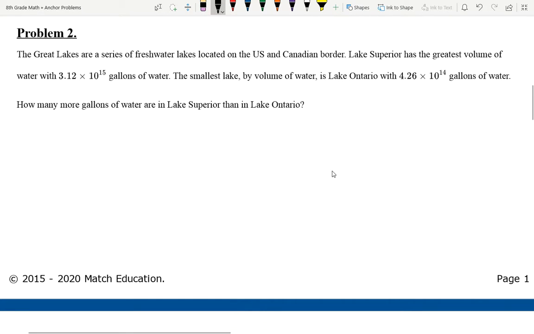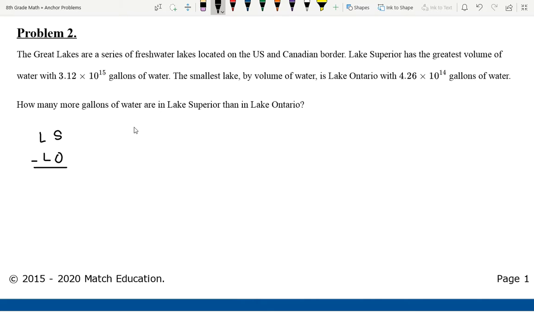The Great Lakes are a series of freshwater lakes located on the United States and Canadian border. Lake Superior has the greatest volume of water, with 3.12 times 10 to the 15th gallons of water. The smallest lake by volume of water is Lake Ontario, with 4.26 times 10 to the 14th gallons of water. How many more gallons of water are in Lake Superior than in Lake Ontario? In other words, we're trying to take Lake Superior and subtract Lake Ontario from this to find out how many more gallons are in Superior than Ontario.